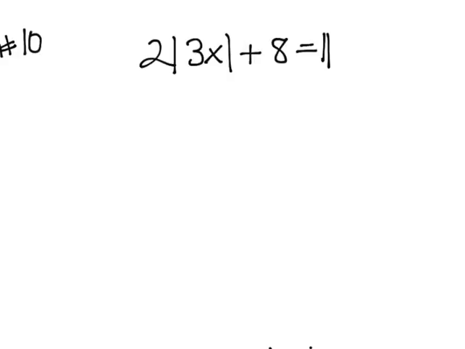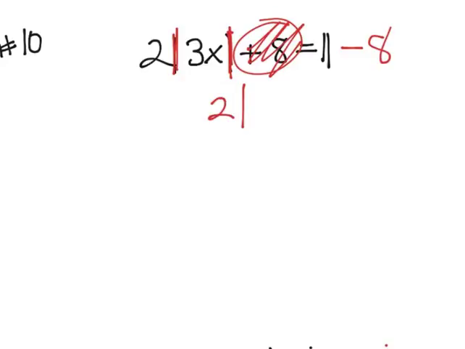Let's do it. Let's finish up strong. Here is my absolute value. There's my function. It's got to be alone. Well, I got this plus 8. If I'm adding 8, what's the reverse of adding 8? That's minus 8. All right, so I have 2 times the absolute value of 3x, and 11 minus 8 is 3.